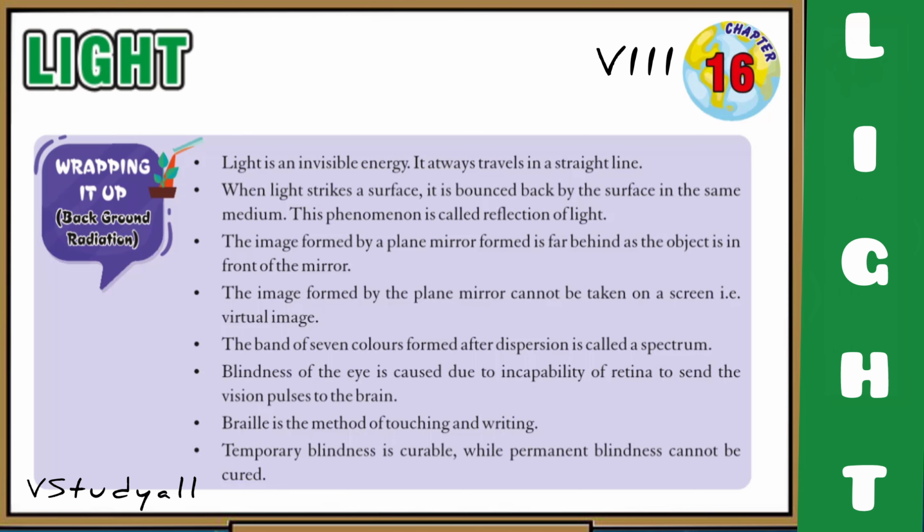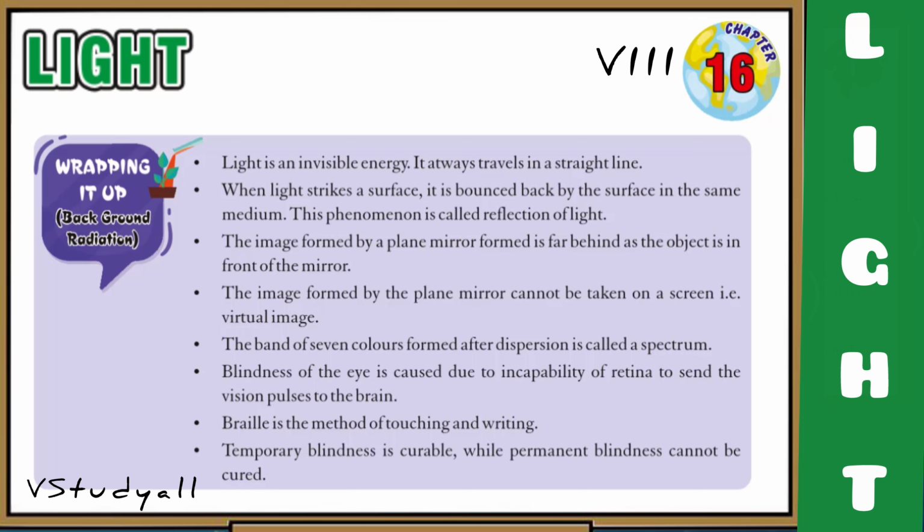The band of 7 colors formed after dispersion is called a spectrum. Blindness of the eye is caused due to the incapability of the retina to send the vision pulses to the brain. Braille is the method of touching and writing. Temporary blindness is curable while permanent blindness cannot be cured.